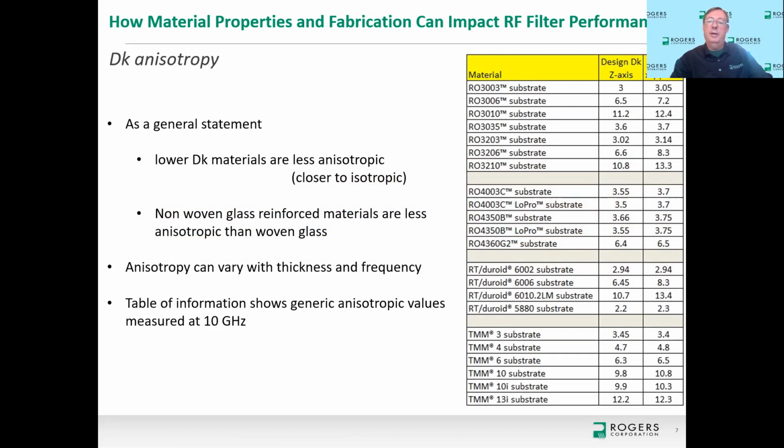And then as you go up in dielectric constant, looking at the materials on the second and third row, the RO3006 material and the RO3010 material, you can see that the dielectric constant is much more different. There is higher anisotropy on the higher dielectric constant materials. That's not true with all high Dk materials, but that is a general trend. Also, along with that general trend is materials that are glass reinforced typically have more anisotropy than materials that are non-glass reinforced.